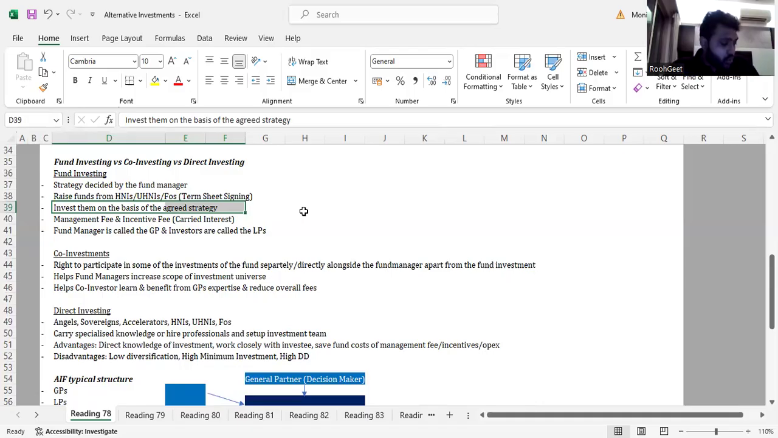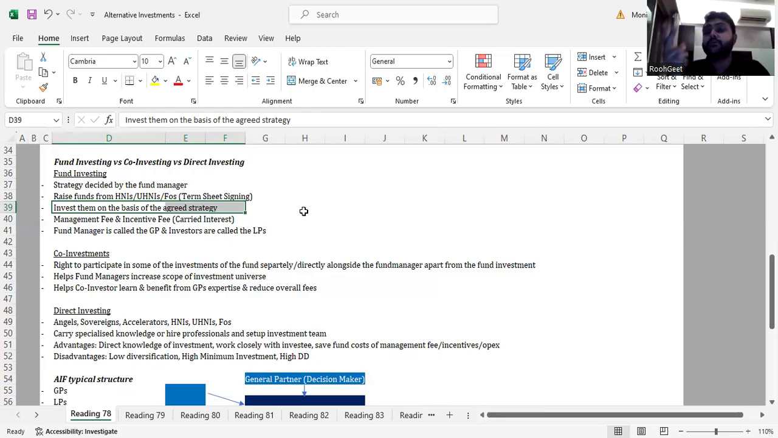So co-investment opportunities are sometimes provided to qualified investors, when they say that they will participate with a large sum. Co-investments are not provided to investors who will be investing 1 or 2 crores. Once they are promising an investment of 50, 100 crores, they are given a piece of that deal, right? So co-investment is nothing but a right to participate in some of the investments of the fund separately, directly alongside the fund manager, apart from the fund investment.